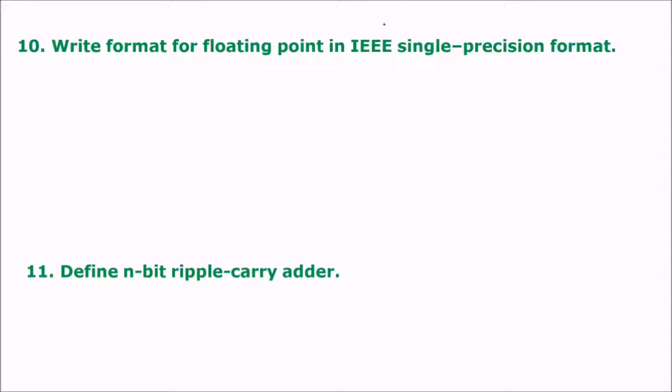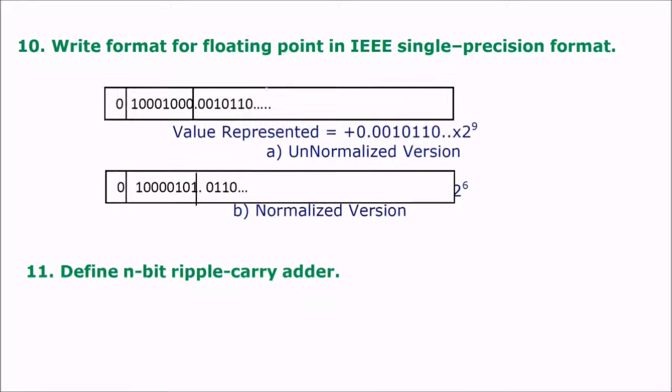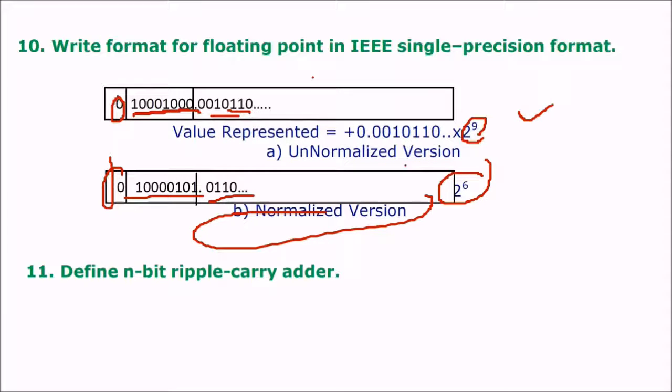Write the format for floating point in IEEE single precision format. This is the format. You have the point, the values before it and after it. This is for sign. This is before the point, that is decimal. This is after decimal. This is the unnormalized version. The value can be represented like this: 0.00100 into 10 to the power 9. This is the normalized version, 2 to the power 6. You can take 3 zeros here. So this is the simple IEEE single precision format.